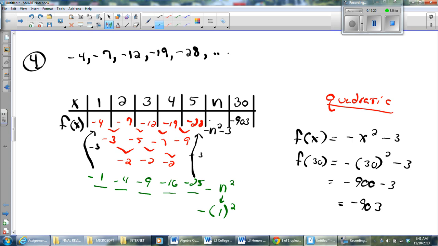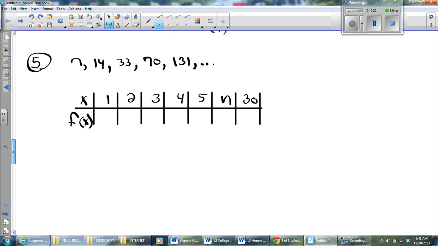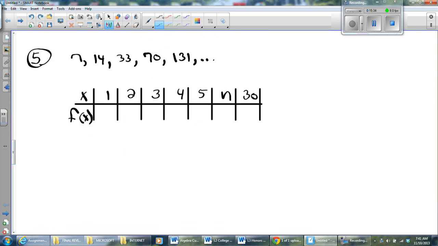Okay, now number 5 is a little bit different. 7, 14, 33, 70, 131. You might notice the numbers are jumping a little bit quicker here. So I'm going to go for my first difference is plus 7.